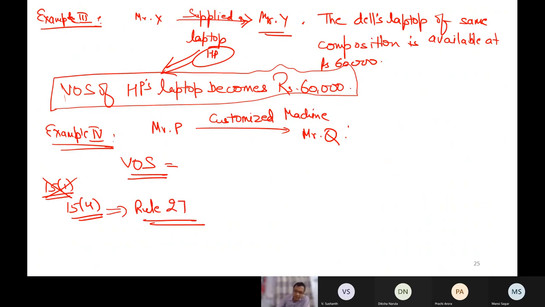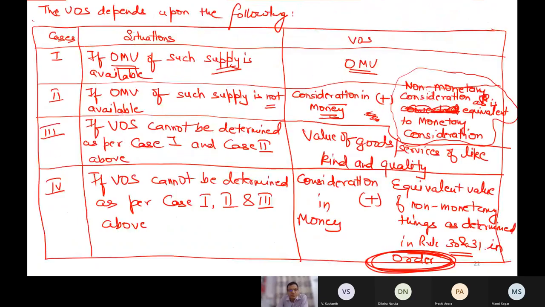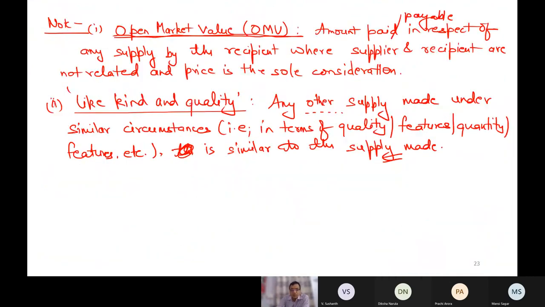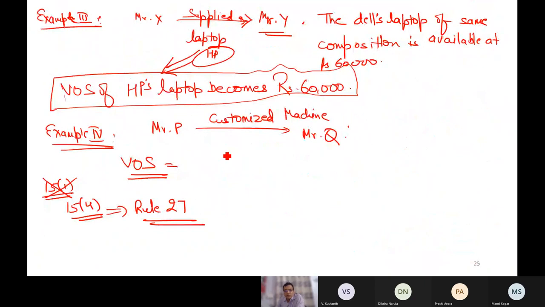Within rule 27, my first concern was, is open market value available? No, not given in the question. If open market value is not available, is consideration in money available? No. Is non-monetary consideration available? Answer is no. If value cannot be determined as per clause 1 and 2, then is a like, kind and quality product available? No. Why is it not available? Because it is a customized machine.